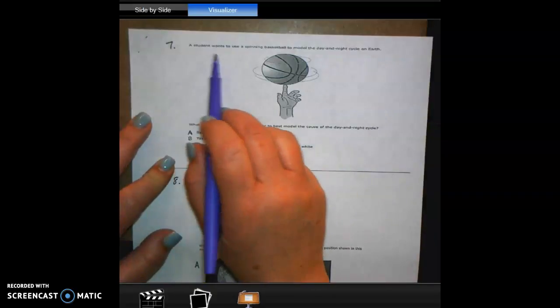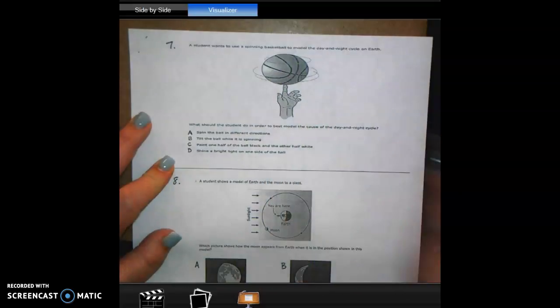Okay, number 7. A student wants to use a spinning basketball to model day and night cycles on Earth.